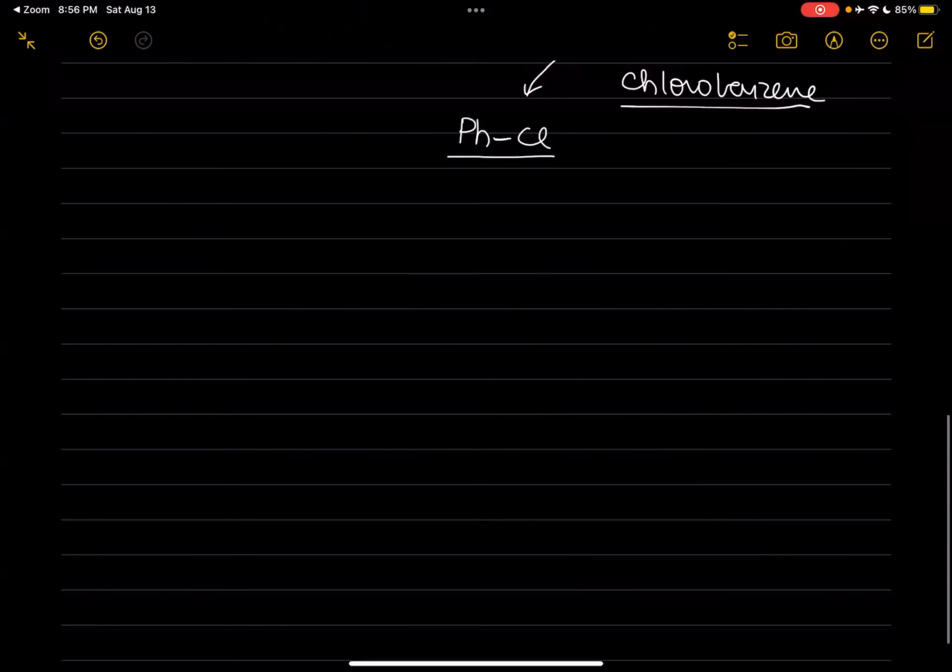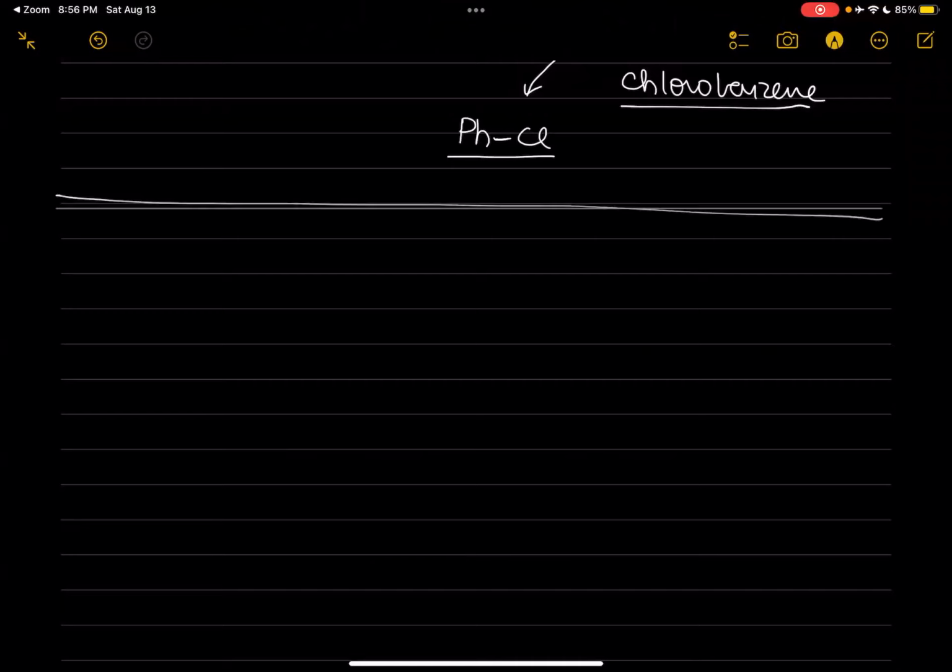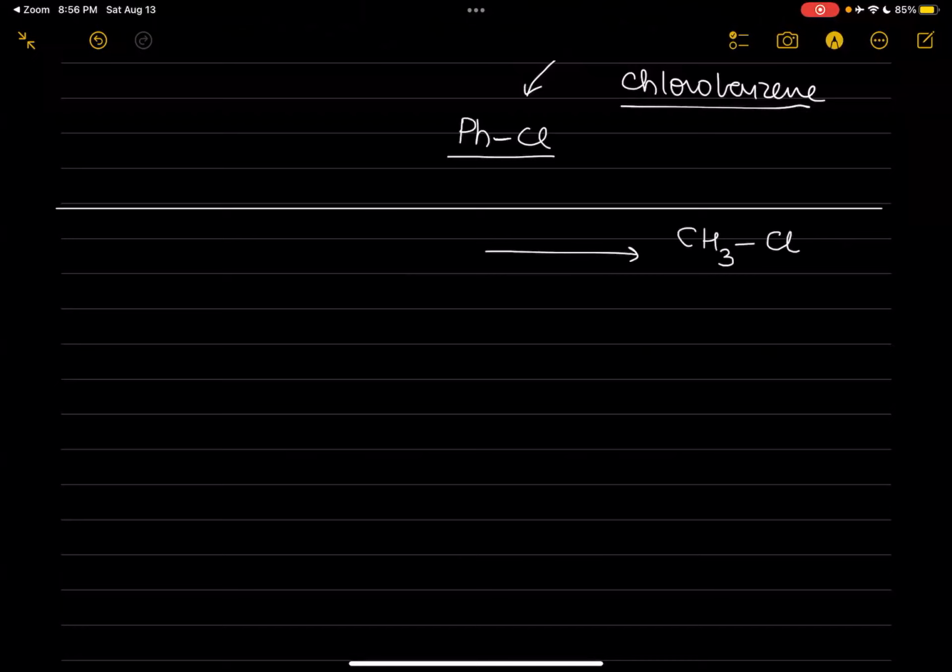And another thing is, how do you prepare the smallest compound of alkyl halide, which is, let's say, chloromethane? How do you prepare it? How are you going to prepare it from methane? Any idea? Sure.